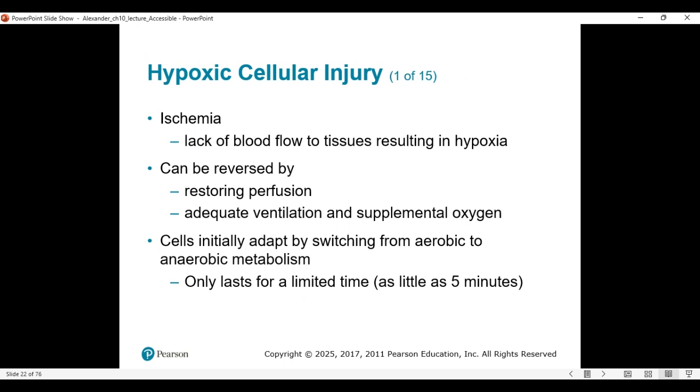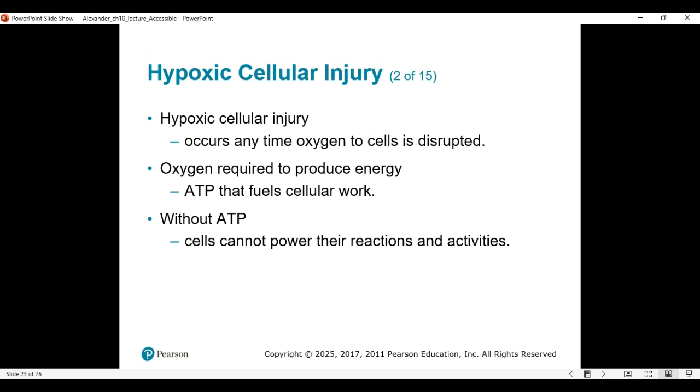Initially the cells will adapt by going from aerobic to anaerobic metabolism, but this can only last for a very limited time depending on the cells. Some cells can go a lot longer, but some of your cells are very limited in how long they can run on anaerobic metabolism. Some of those cells are your brain cells and your heart muscle. They need to be in aerobic metabolism. Hypoxic cell injury occurs anytime oxygen to the cells is disrupted. This can be for several reasons, and we're going to go into that a little bit.